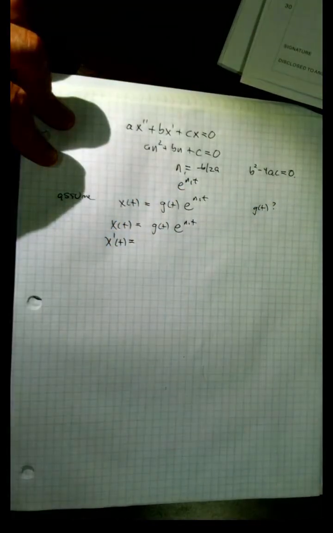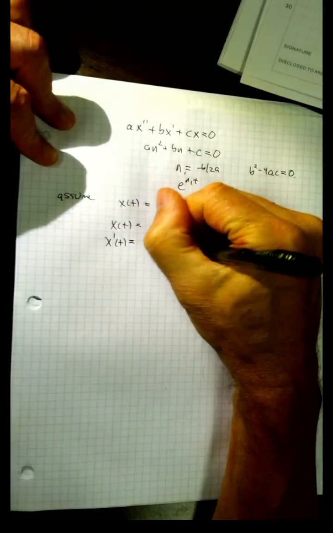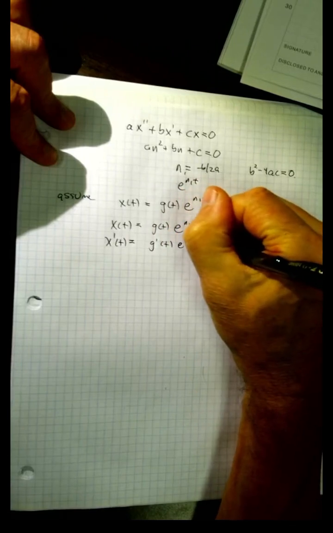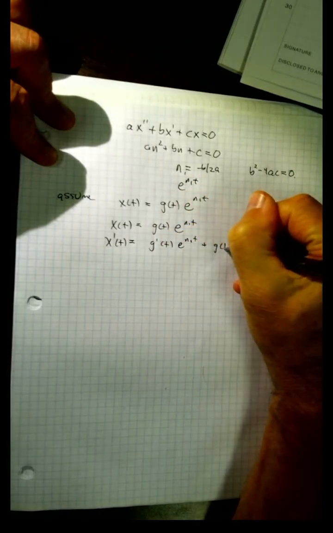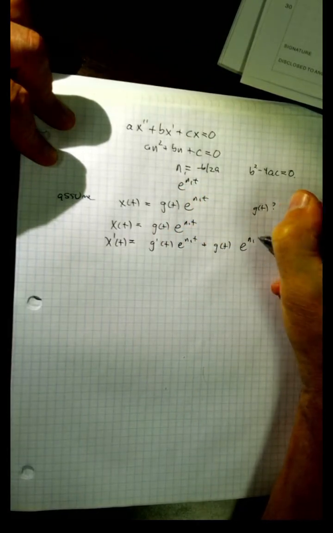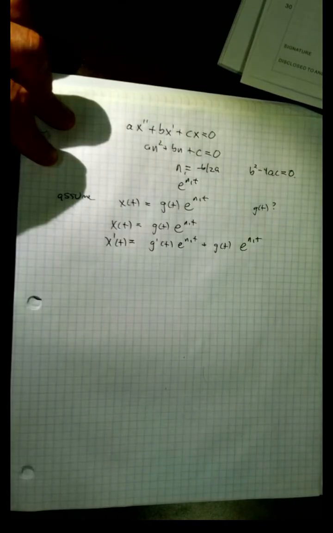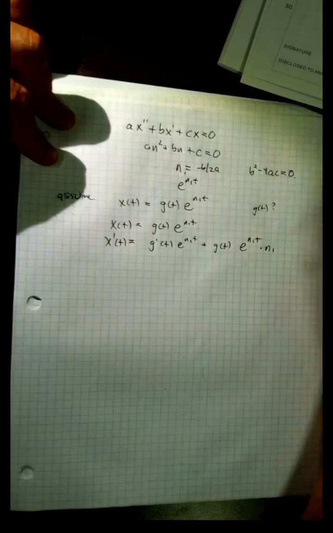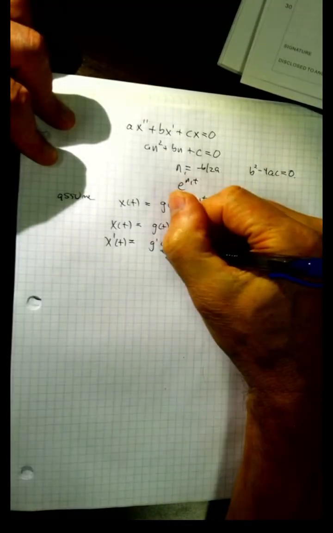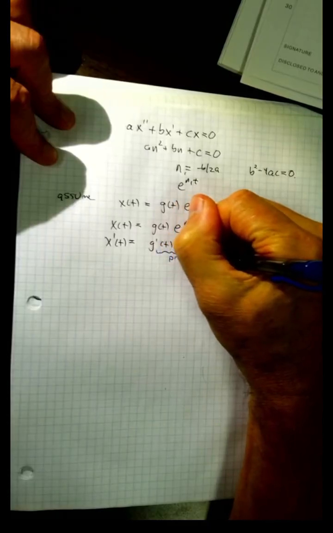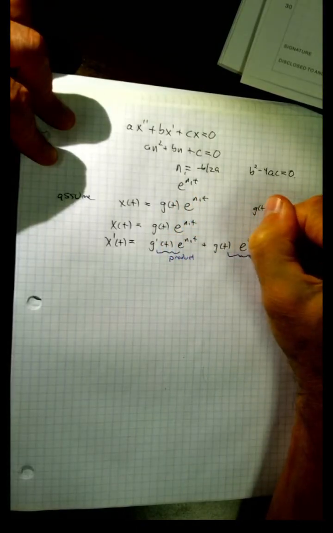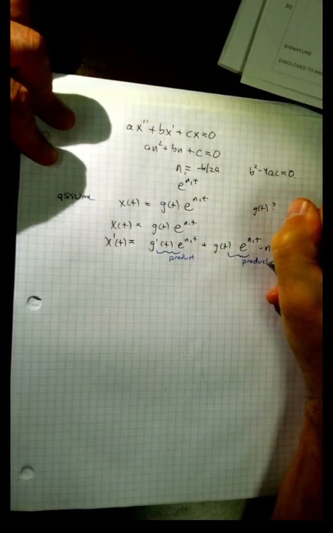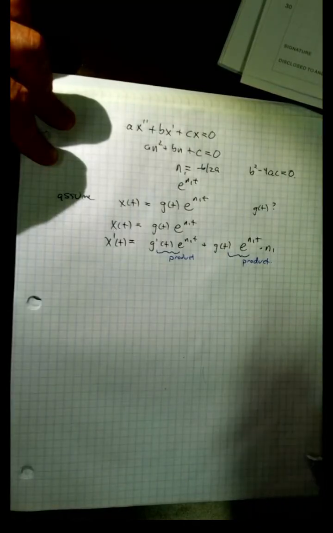First derivative, well, I'm going to use the product rule. It's going to be g prime e to the n1t plus g of t. Derivative of e to the n1t is e to the n1t times the derivative of n1t, which is n1. Now to take the second derivative, notice I've got a product here and a product here, so I'm going to have to use the product rule twice.